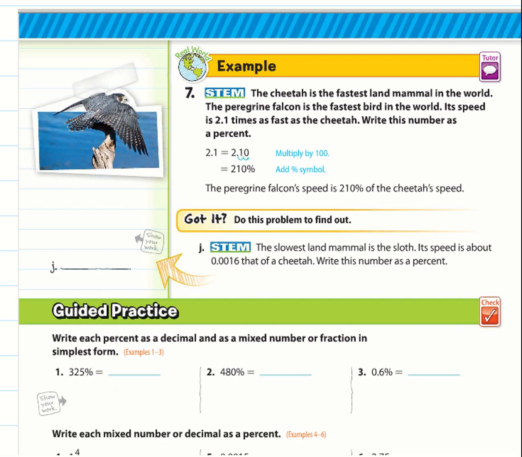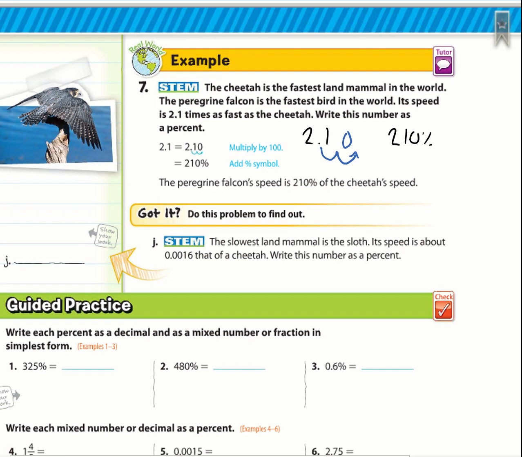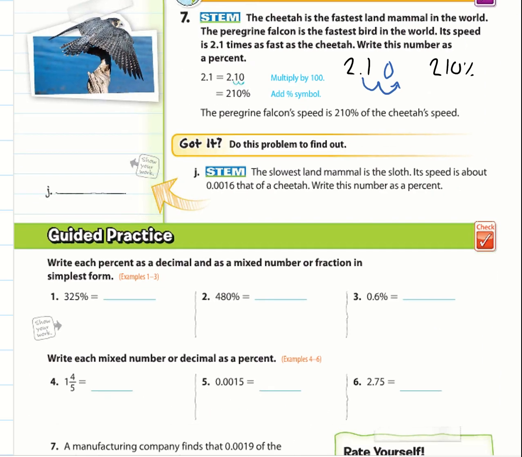The cheetah is the fastest land mammal in the world. The peregrine falcon is the fastest bird in the world. Its speed is 2 and 1/10 times as fast as the cheetah. Write this number as a percent. So we have 2 1/10, and our rule, move it twice to the right. The main thing you need to remember is moving either twice to the left or twice to the right. Just remember, decimal to percent, to the right; percent to decimal, to the left. So we're at 210%. So go ahead and try J.